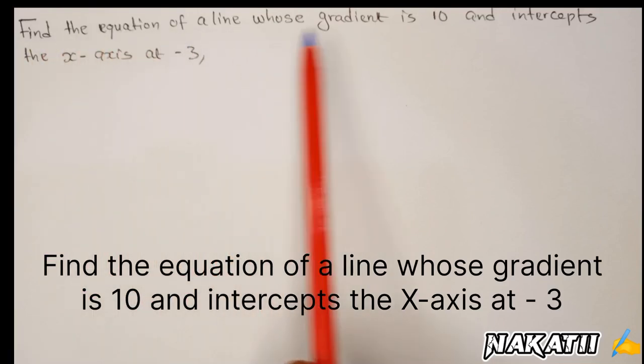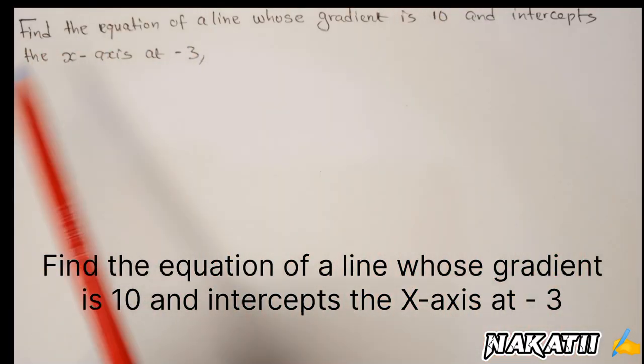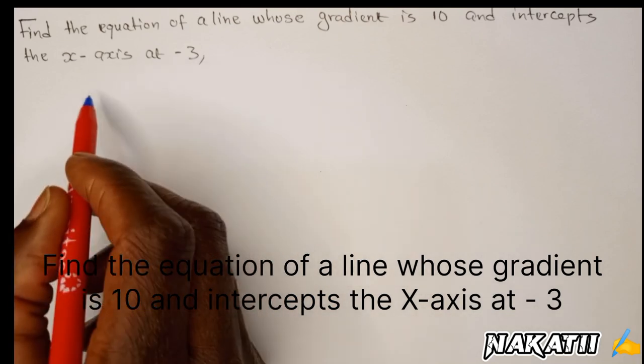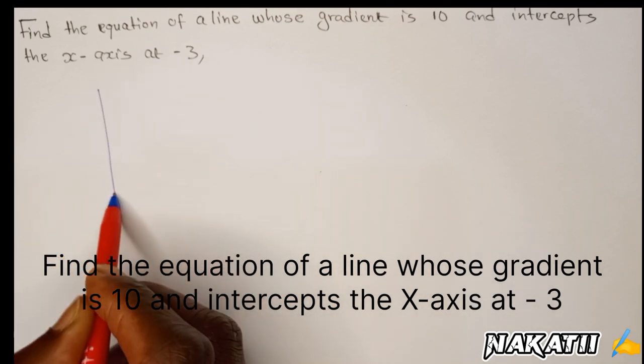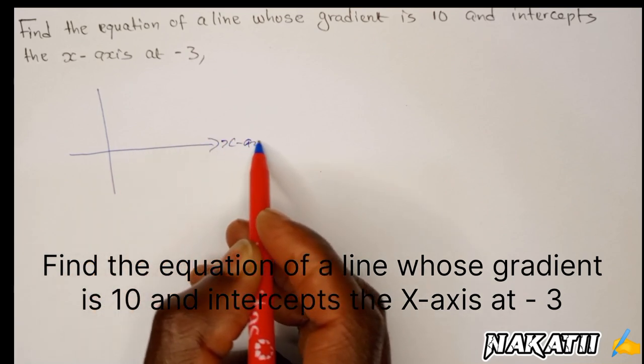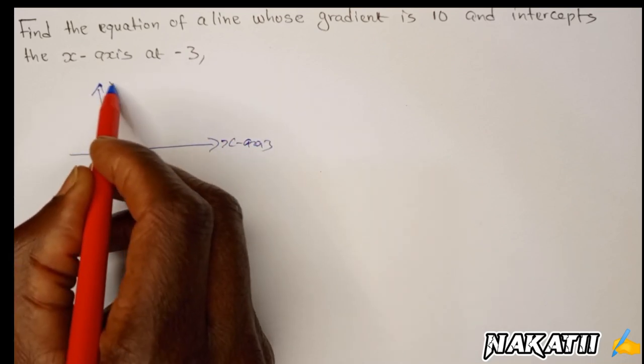Find the equation of a line whose gradient is 10 and intercepts the x-axis at -3. So let me sketch so that you can see how it looks. If you have your Cartesian plane, I'm assuming this is my x-axis and this one here is my y-axis.